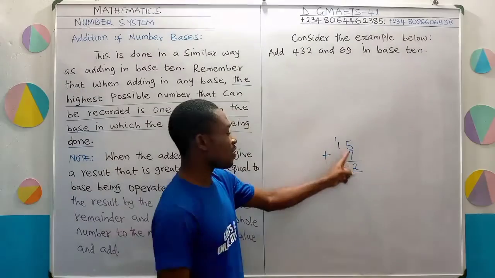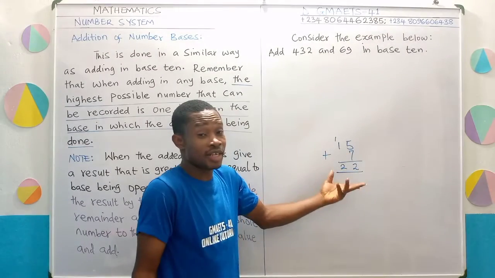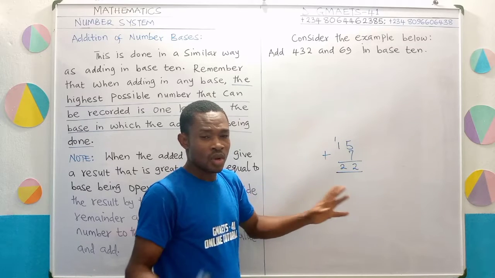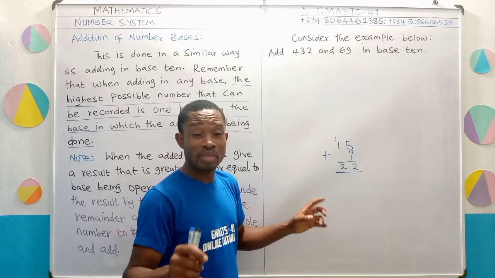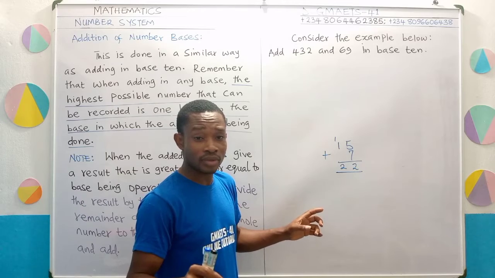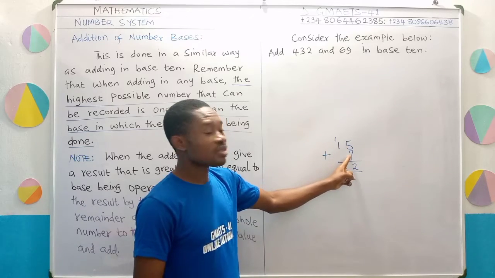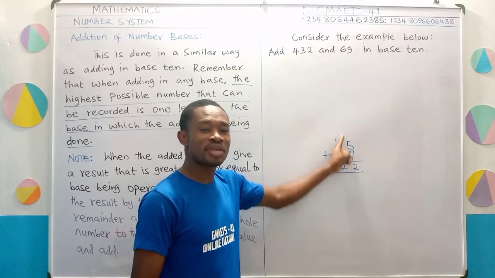That is why when I did 5 plus 7, this addition is in base 10 because I didn't tell you the base of these numbers. Once the question is given to you and the base is not mentioned, it means it is base 10 number. 5 plus 7 is 12, and this addition is in base 10.